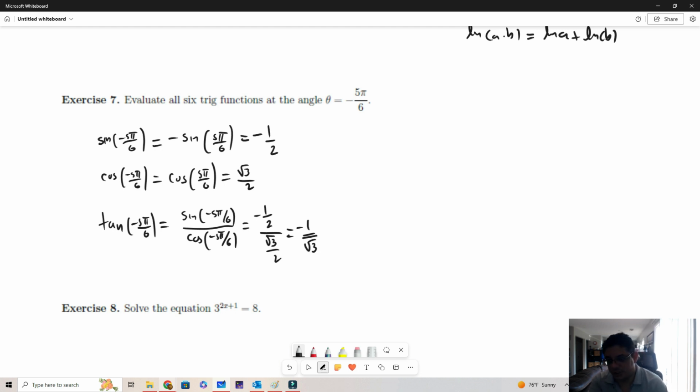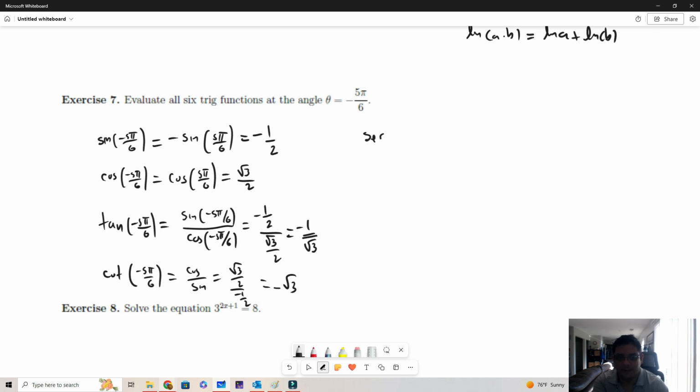Now cotangent here of minus 5 pi over 6 will be cosine over sine, right? So this is cos over sine. And so you're flipping around these values here. So square root of 3 over 2 over minus 1/2. And so this will be minus the square root of 3.